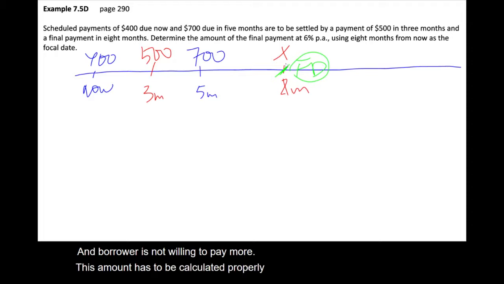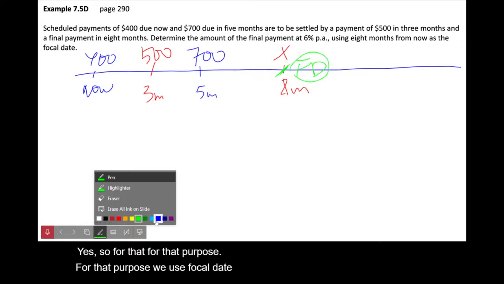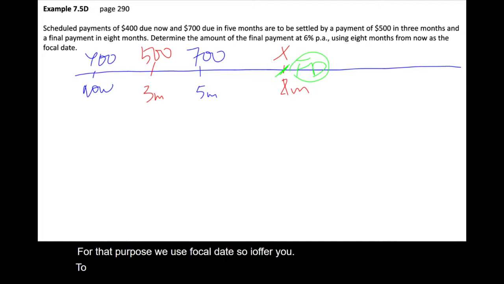Make sense? Okay, so basically we have to figure out how 400 and 700 can become the same payment as 500 and X on month 8. Yes. For that, by fixed purpose, we use a focal date. So I offer you to calculate agreement by agreement.